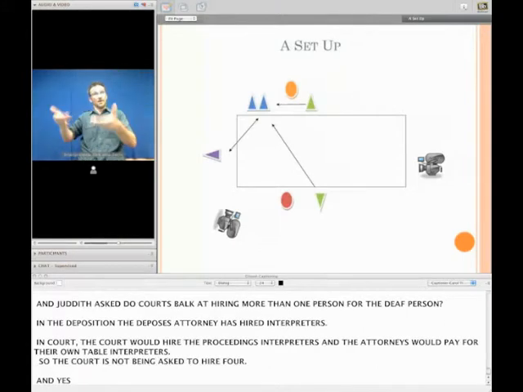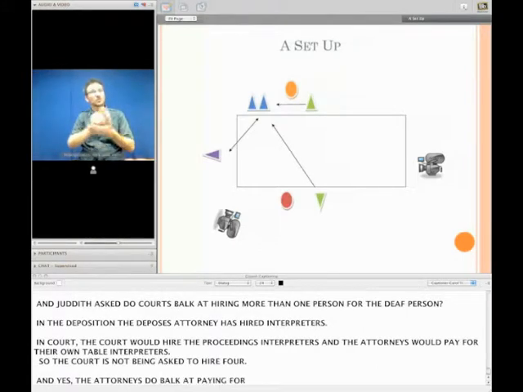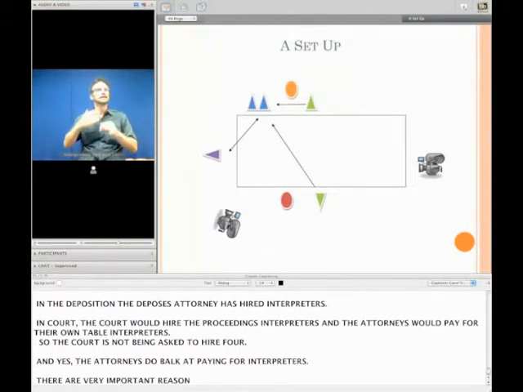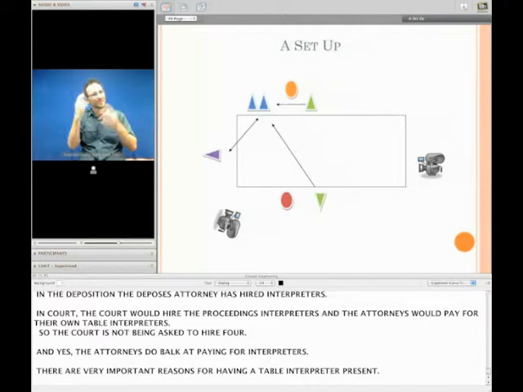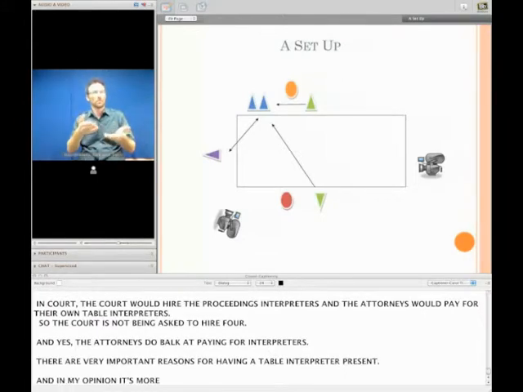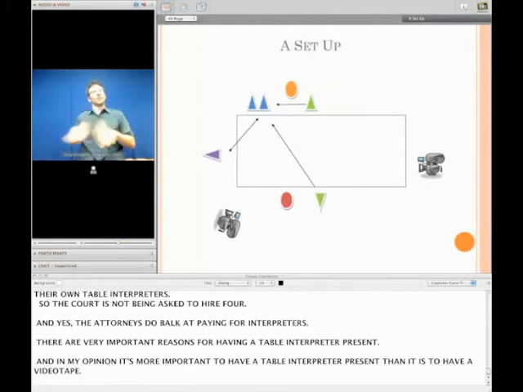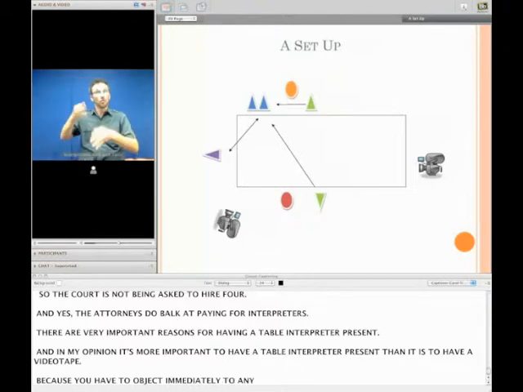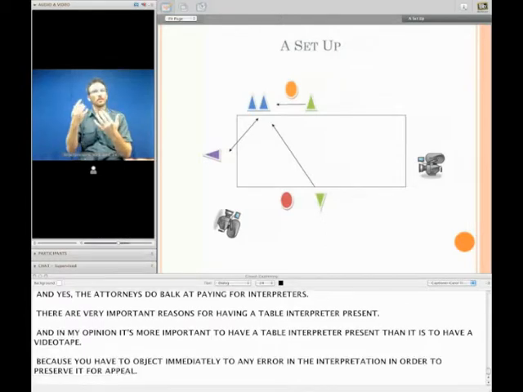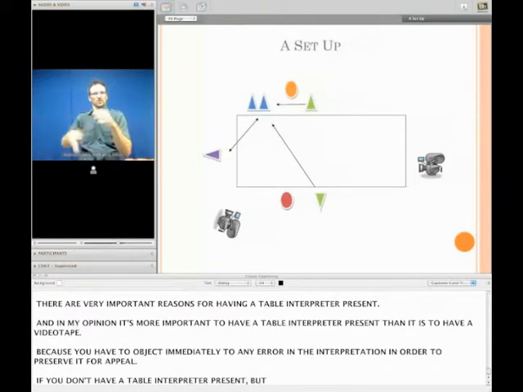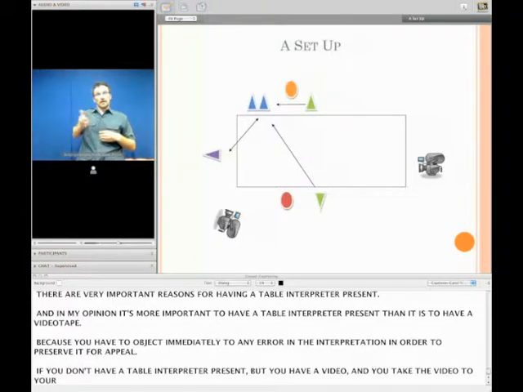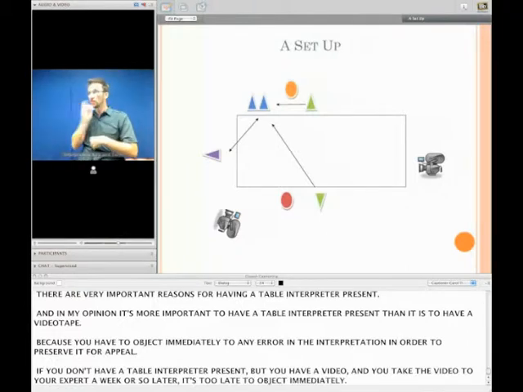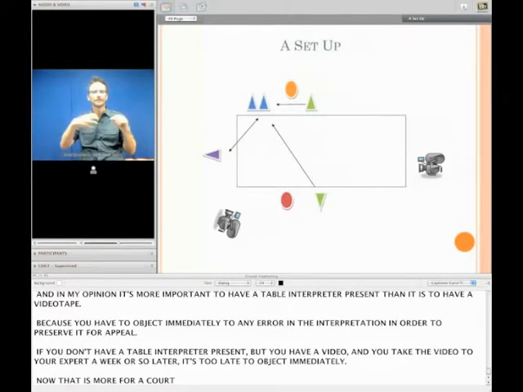And yes, attorneys do balk at paying for interpreters. There are very important reasons for having a table interpreter present. And in my opinion, it's more important to have a table interpreter present than it is to have a videotape, because you have to object immediately to any error in the interpretation in order to preserve it for appeal. And if you don't have a table interpreter present, but you have a video, and you take the video to your expert a week or so later, it's too late to object immediately. Now that's more for a court during that proceeding than a deposition.